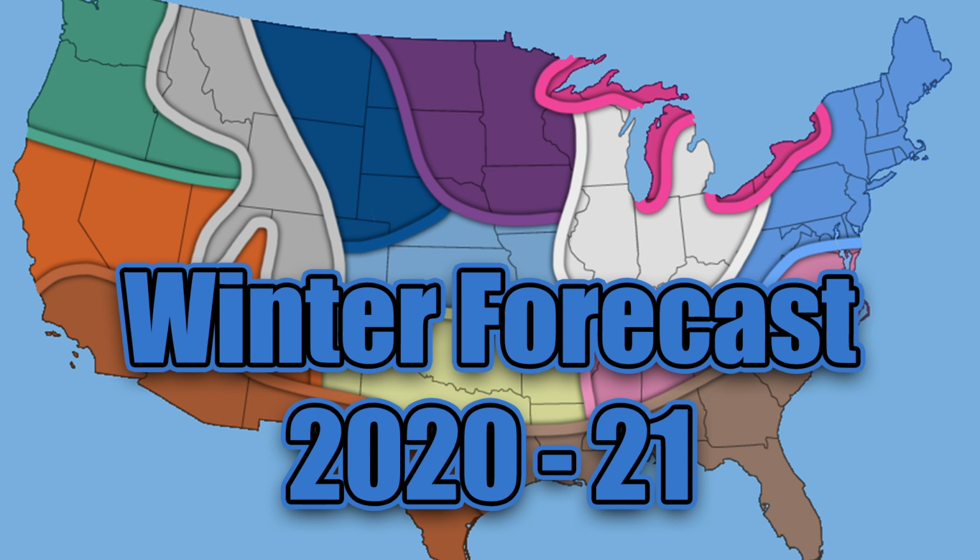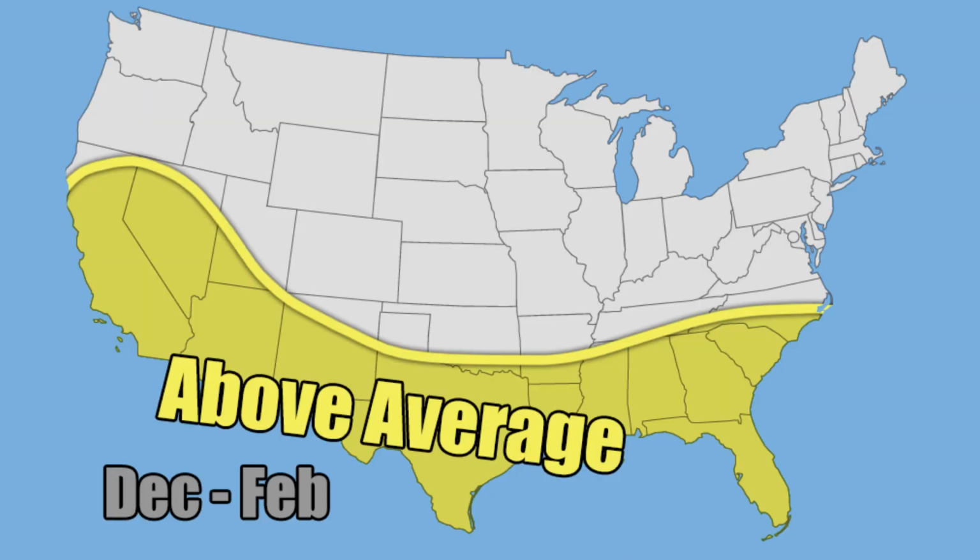And by the way, this is going from December 1st to the last day of February because I'm using meteorological winter. I know some people use astronomical winter, but I use meteorological winter because I do meteorology. So here is the temperature anomaly forecast for the months of December, January, and February.